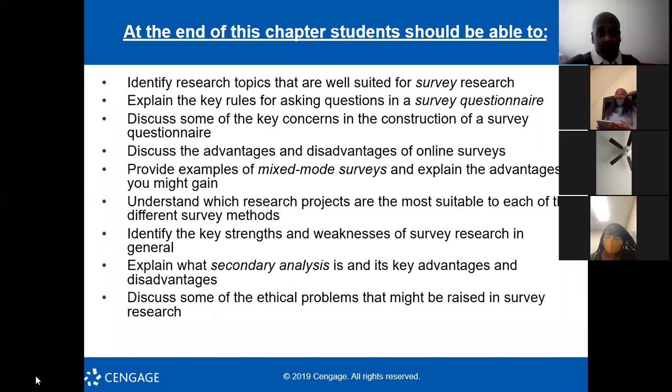Already we've identified several different types of surveys there. And again, you can use all of these in your research summary assignment, provided they're relevant to your research question. You want to understand how research projects are most suitable for different types of methods. Every method, experiments, secondary data analysis, case studies, all have their strengths and weaknesses. So you want to be able to identify the strengths and weaknesses of these methods. Make sure you're able to explain secondary analysis and its key advantages and disadvantages. Then finally, be prepared to discuss some ethical problems that might be raised in survey research.